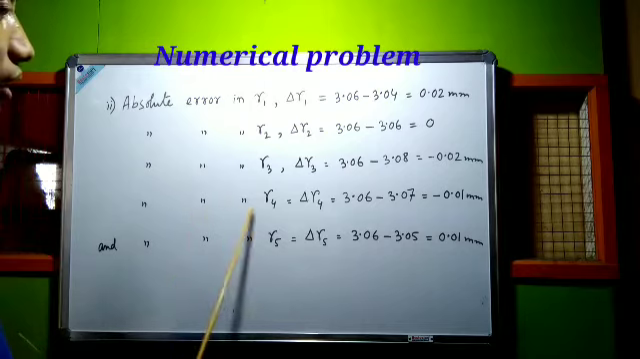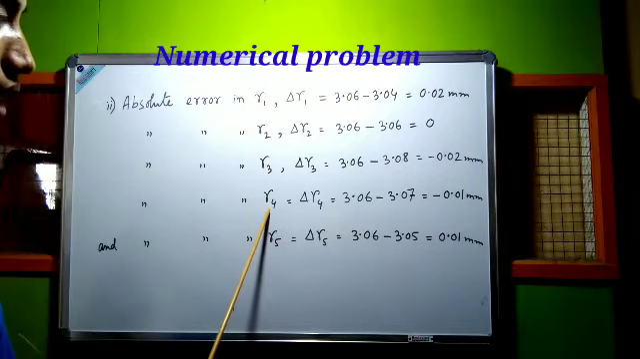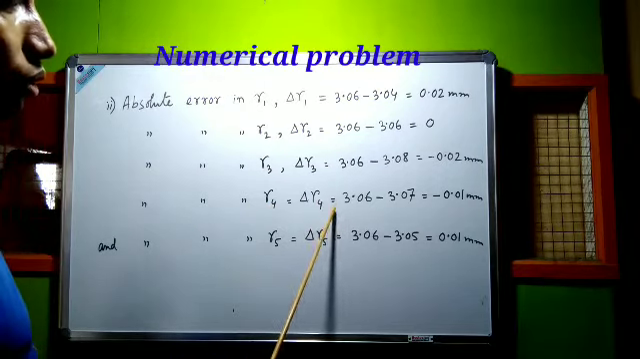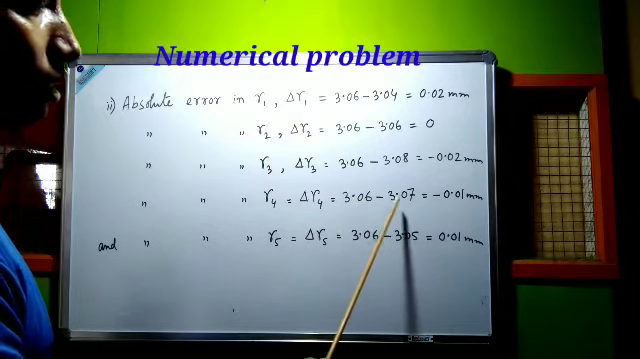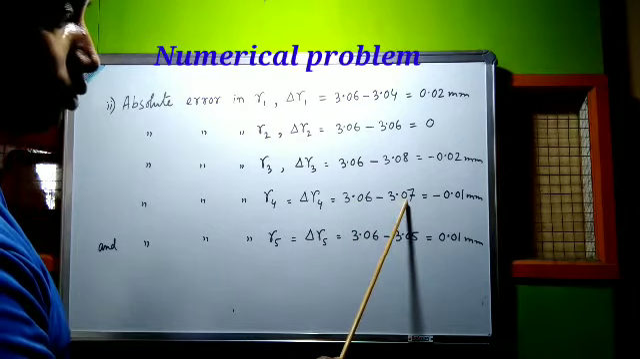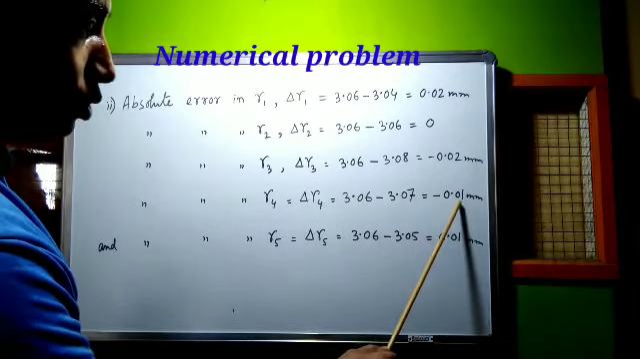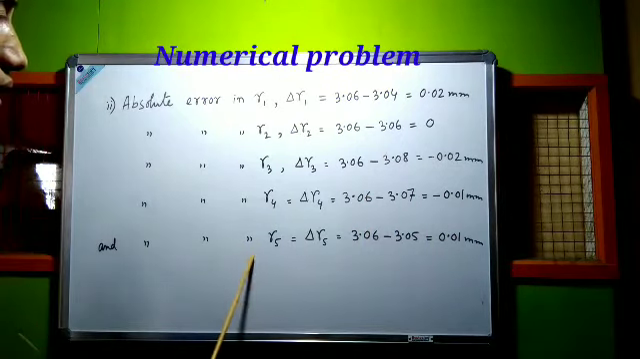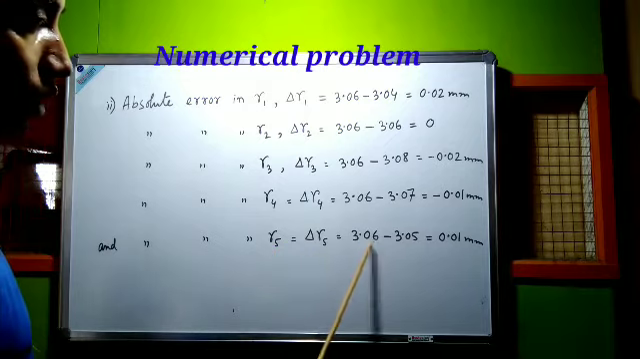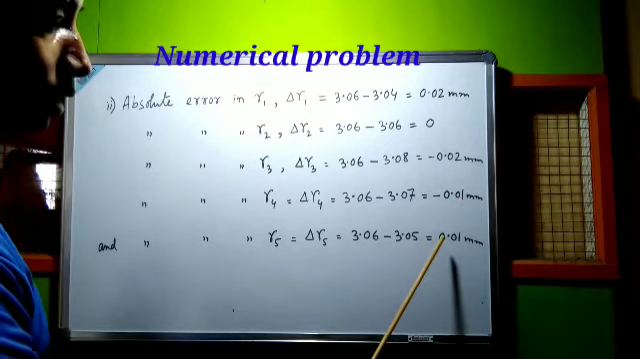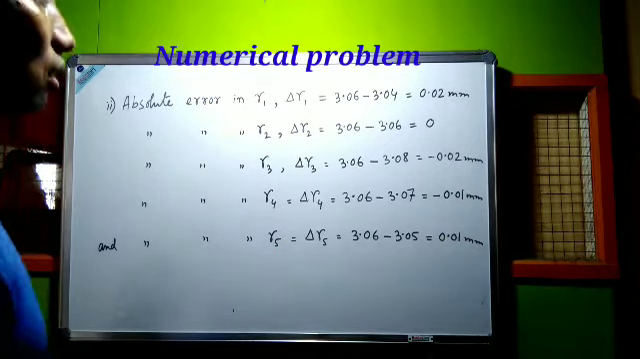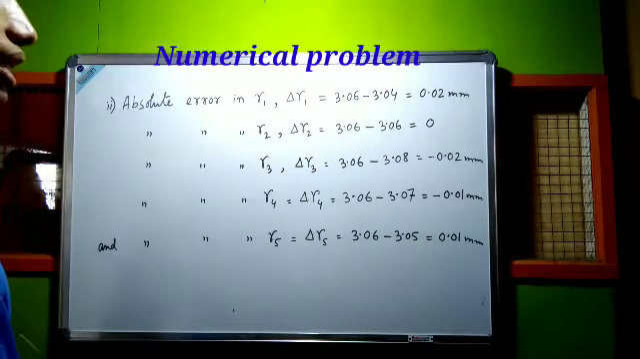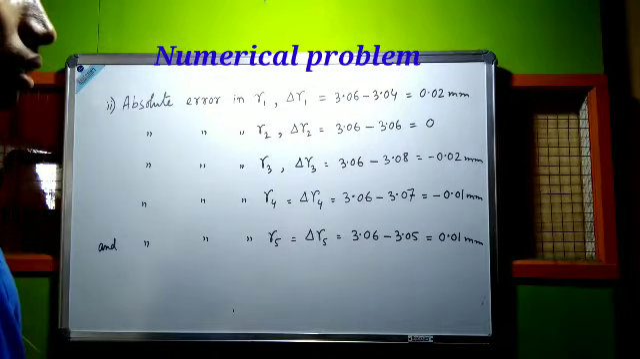Then the absolute error in the fourth measured value, that is R4: delta R4 is equal to the true value minus R4, that is 3.06 minus 3.07, which is minus 0.01 millimeter. And the absolute error in R5 is the true value minus the measured value, which is 0.01 millimeter. So these are the absolute errors in each measured value.